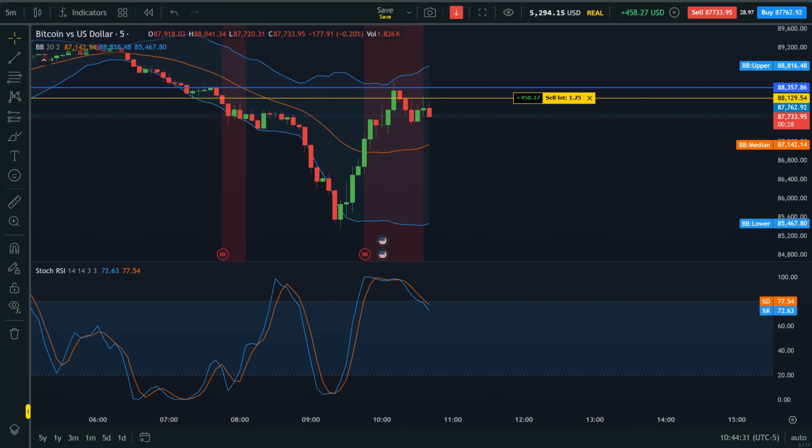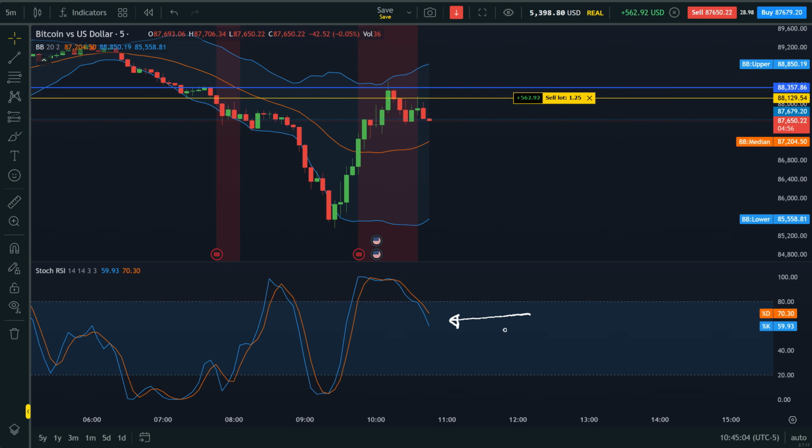Since stochastic RSI is a momentum-based indicator, it helps us understand the strength of the price movement. Right now, the indicator is confirming that the price is moving downward, which means the sellers are in control. As long as this trend continues, I'll stay in the trade and ride the momentum to maximize my profit.